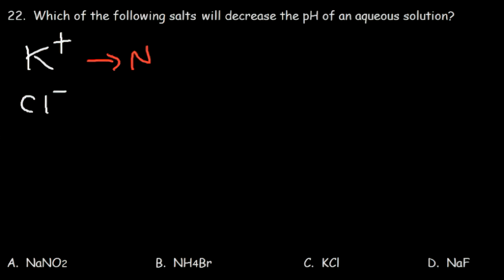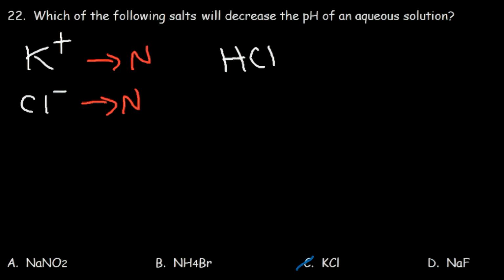Now, chloride is the conjugate base of a strong acid, HCl. The stronger the acid, the weaker the conjugate base. HCl is such a strong acid that the conjugate base, the chloride ion, is so weak that it's considered to be neutral. So KCl is a neutral salt. If you put it in water, the pH will remain approximately 7.